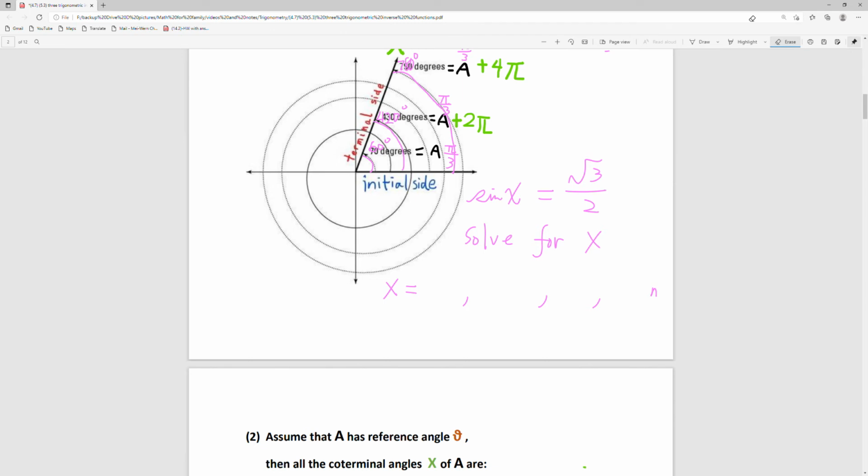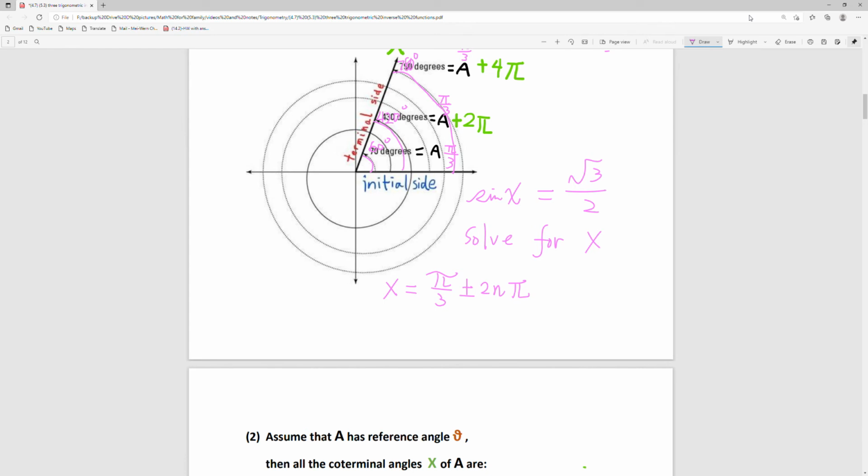So I will say x is pi over 3 plus minus 2m pi. I think everyone should agree right now. If you don't agree, it means you don't quite understand yet. That's fine. You can go back to the start and watch the video from the beginning. And if you still have questions, you can ask me on the office hour.